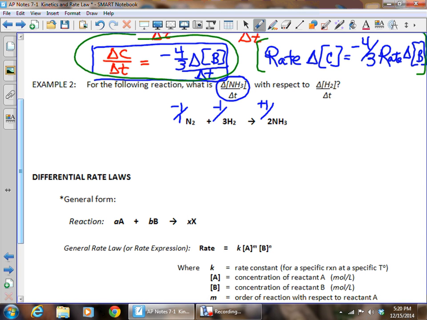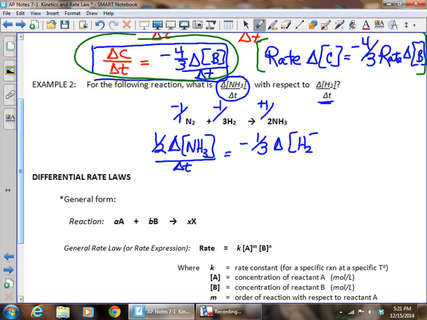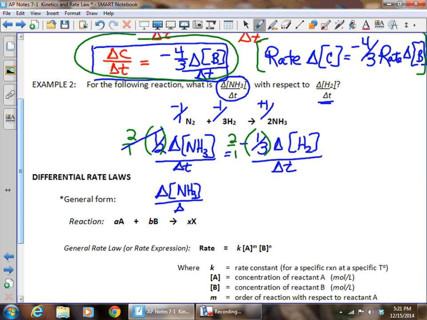Let me try that again because I really want to do concentration. So our one half the rate of change in NH3 is equal to negative, we want it in terms of H2, so negative one third of the rate of change in H2. So remembering to put those deltas and those symbols, you've got to practice doing that. So when we solve for NH3, we need to multiply both sides by 2 over 1. So what we end up with, it cancels over here or reduces to 1, that the rate of change in NH3 is equal to negative 2 thirds the rate of change in H2. So that's what we want for this.